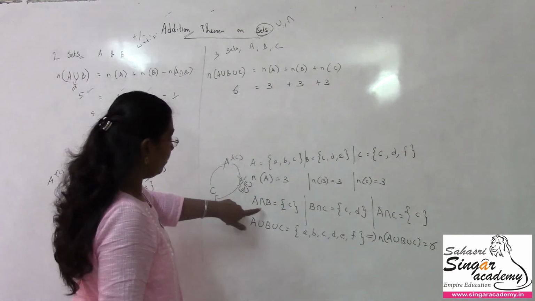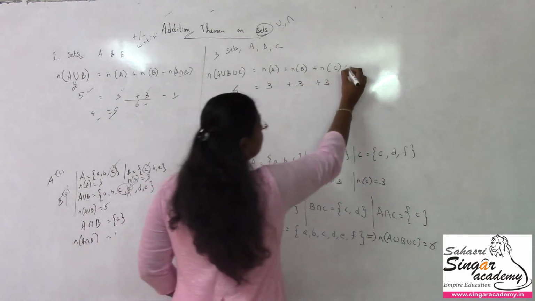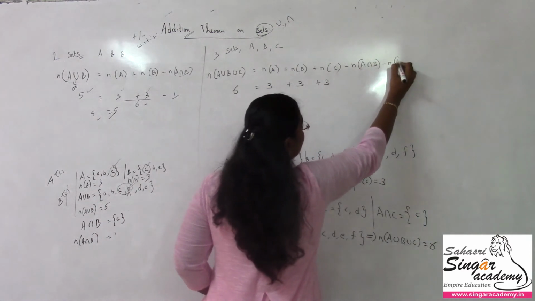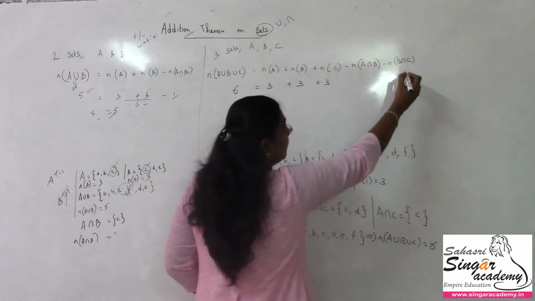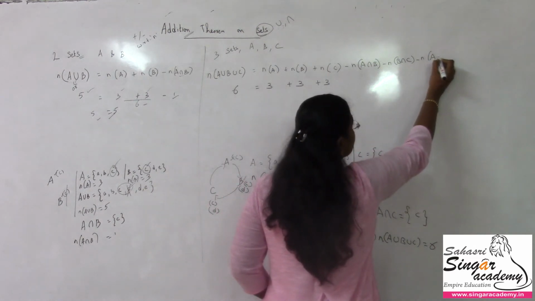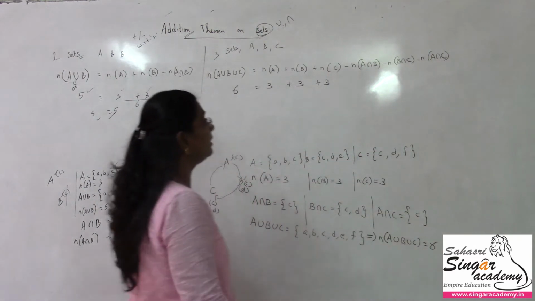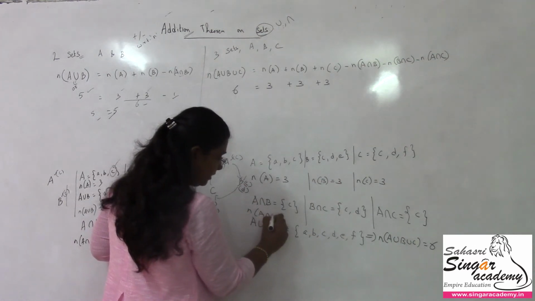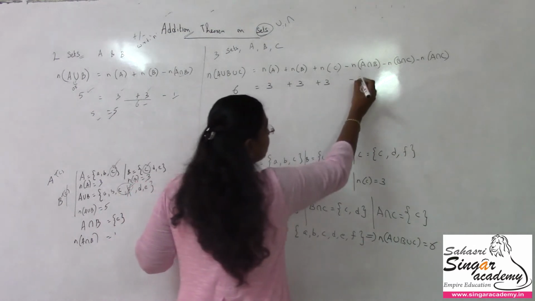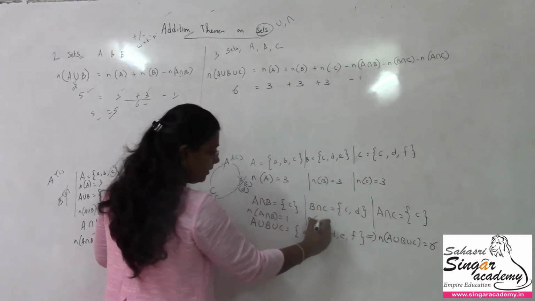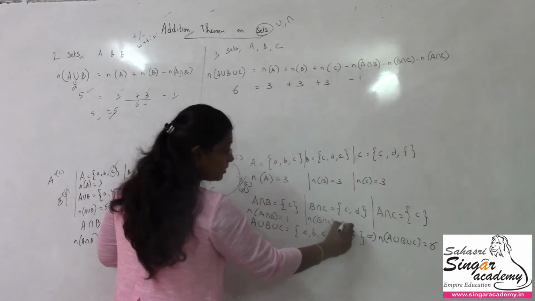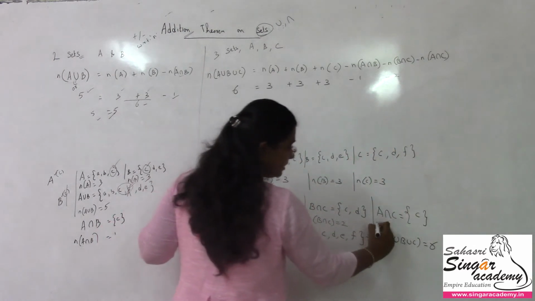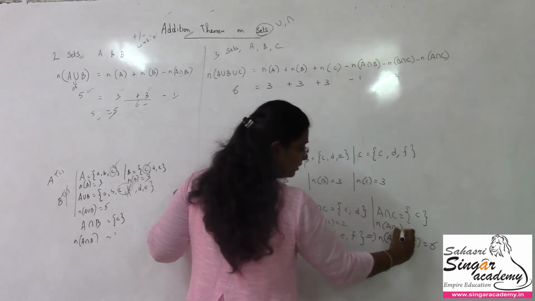When I go with N of A intersection B, I have to write N of A intersection B minus N of B intersection C minus N of A intersection C. So I need to have all three. N of A intersection B is 1, so minus 1. N of B intersection C is 2, so minus 2. And N of A intersection C, there is only one element common, so this is equal to 1.